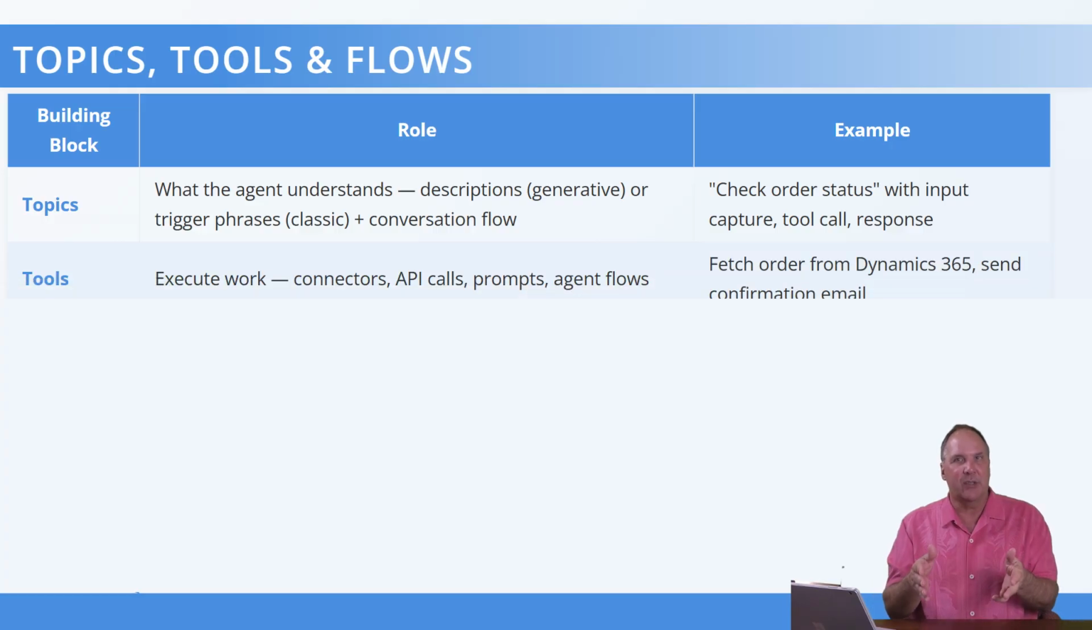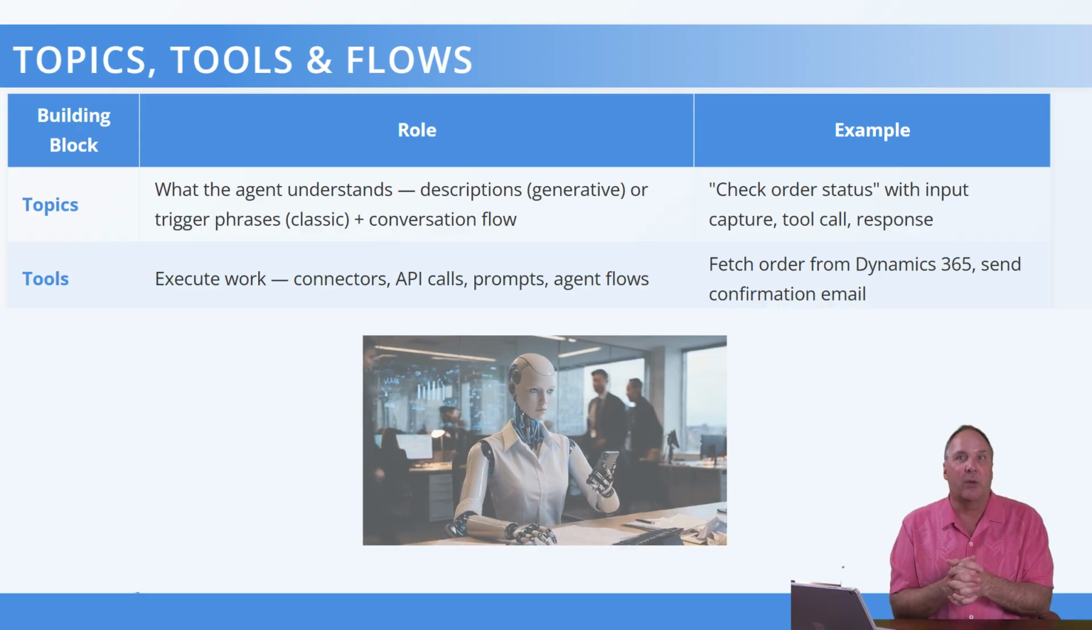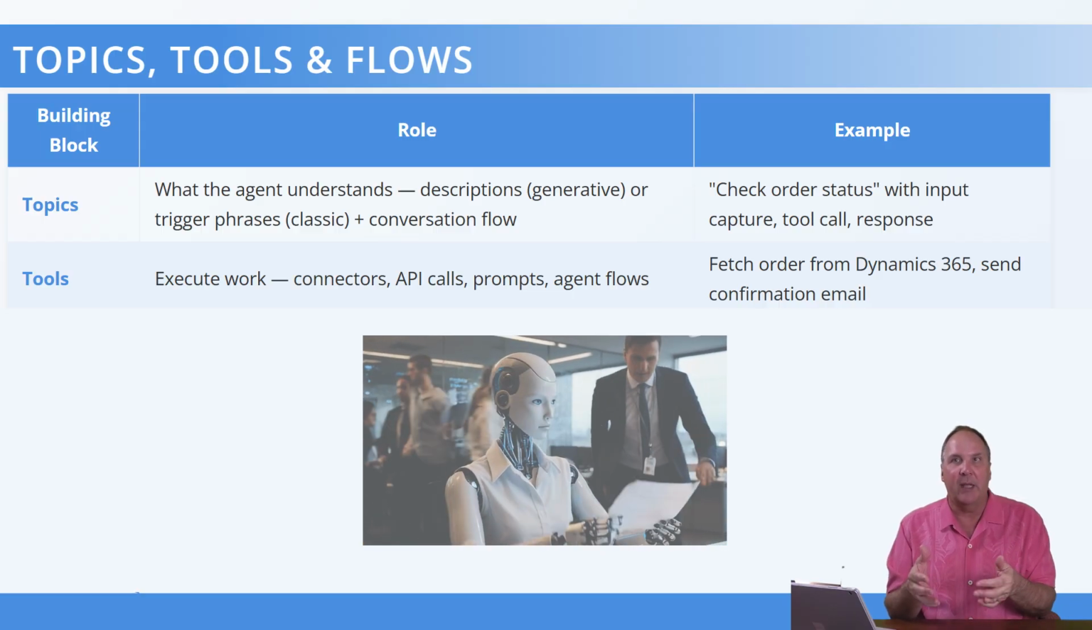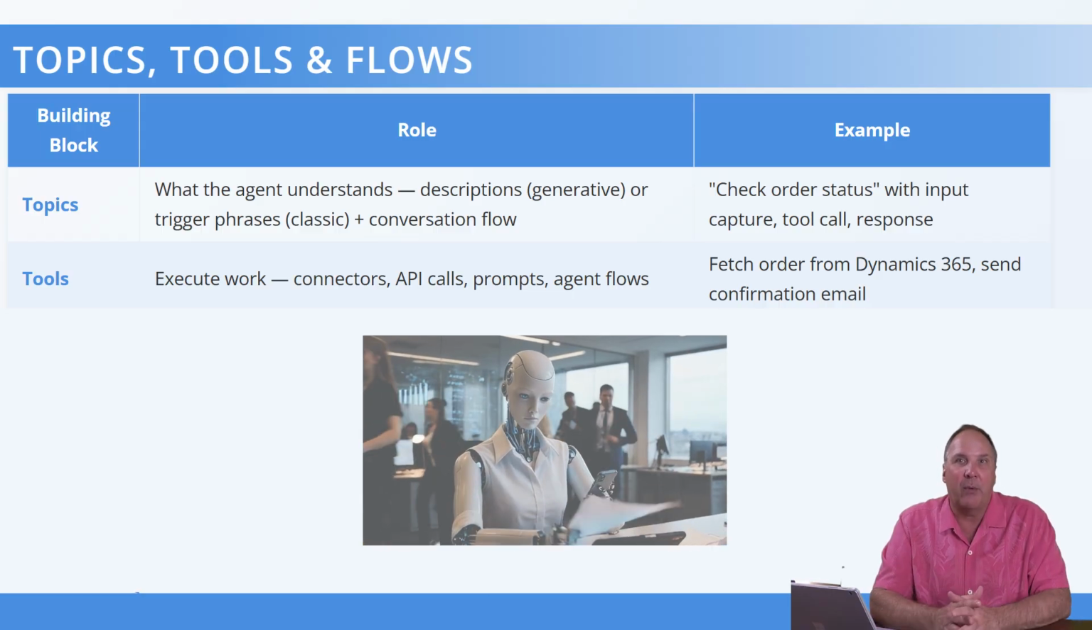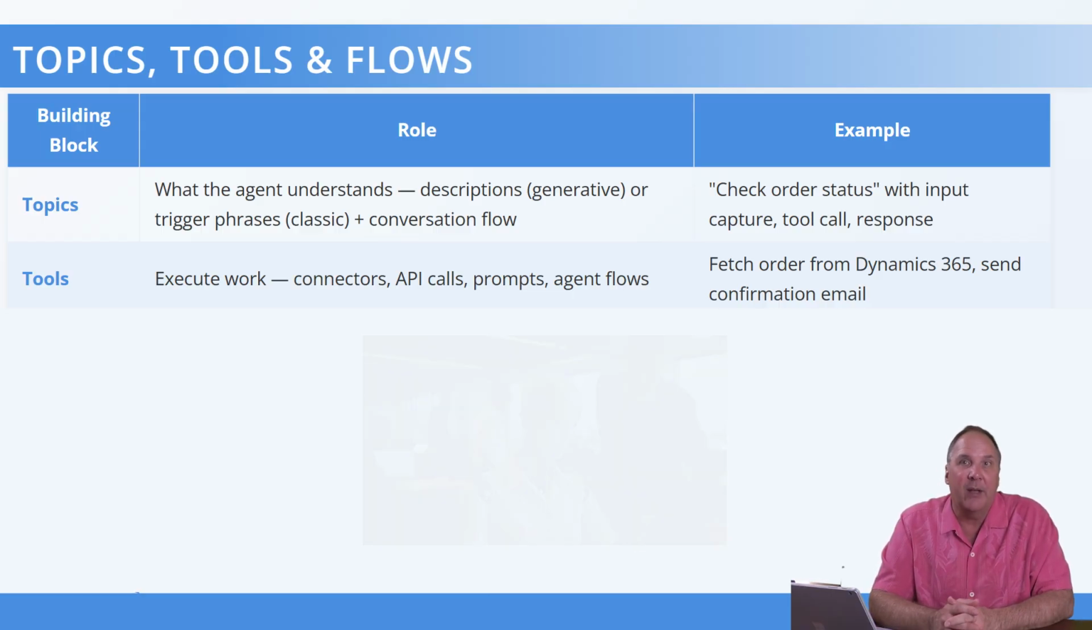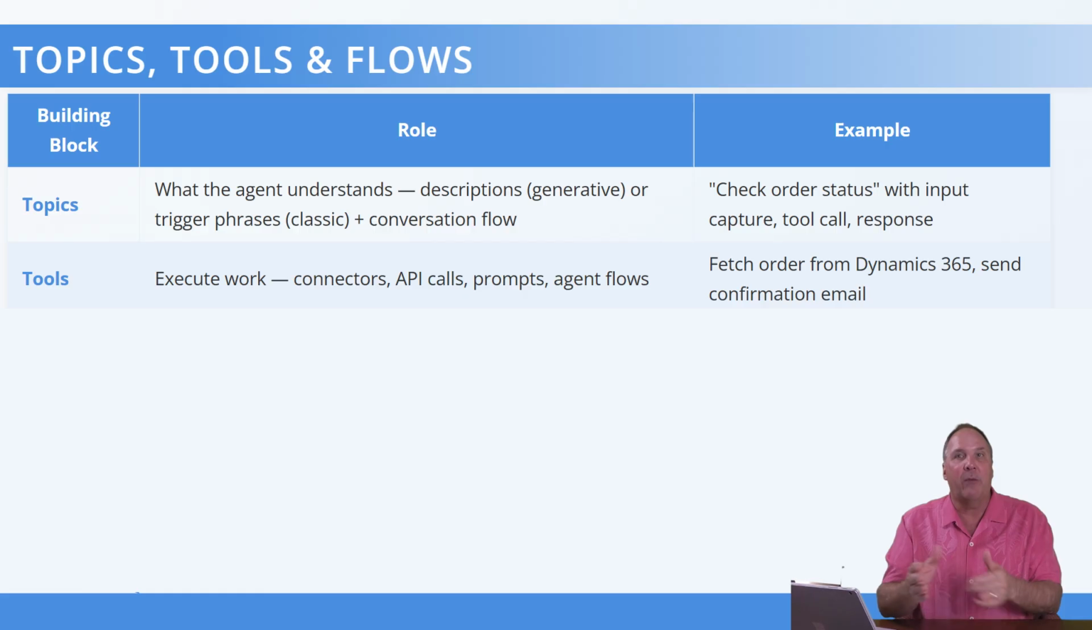Next, tools. A tool is something that the agent does in the real world. It might call a REST API. It might query a Dynamics 365 record or run a Power Automate flow. It could send an email. Tools are reusable. If 5 different topics all need to look up a customer record, then build just one fetch customer tool and reference it from all 5. That way, when you fix a bug or add a field, you fix it once for all of them.